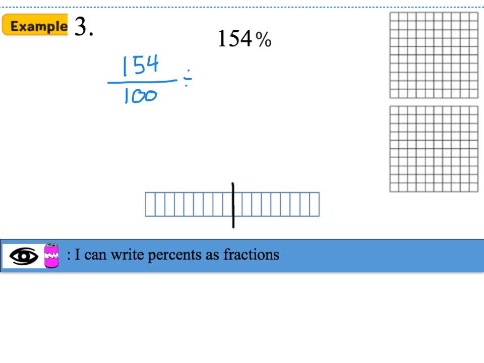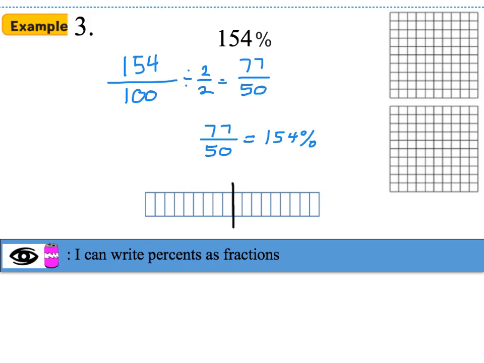So let's go ahead and reduce this by 2 over 2. And our new fraction would be 77 over 50. And we can't reduce that any further. So I know that 77 over 50 is equal to 154%.